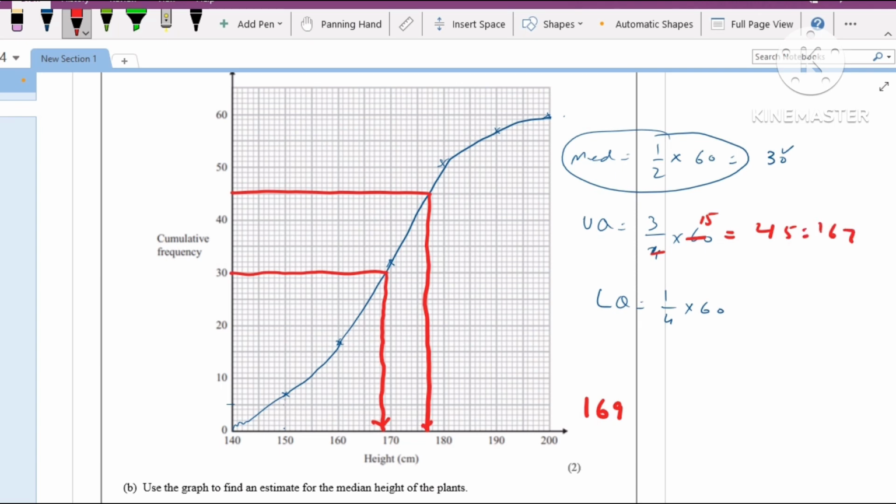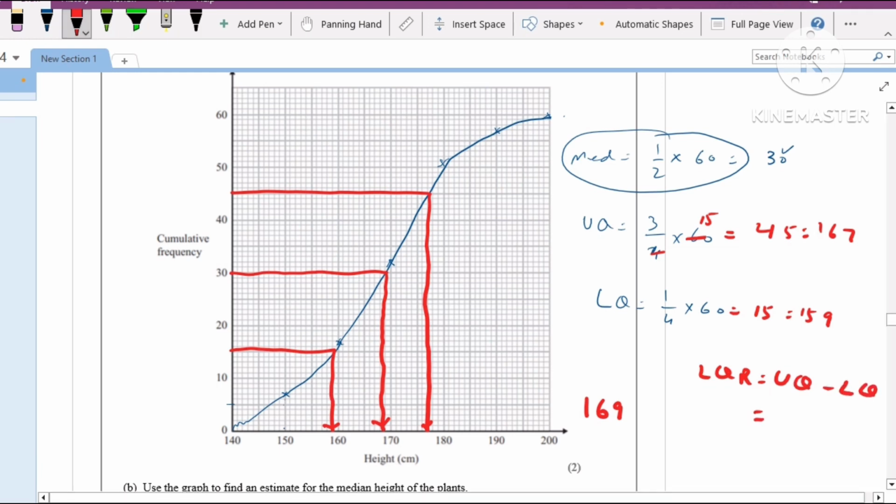For the lower quartile, 60 divided by 4, that is 15. So here it is 159. This is the lower quartile. And if you are asked for the interquartile range, you will subtract the lower quartile from the upper quartile. It means 167 minus 159. So this is all about this question.